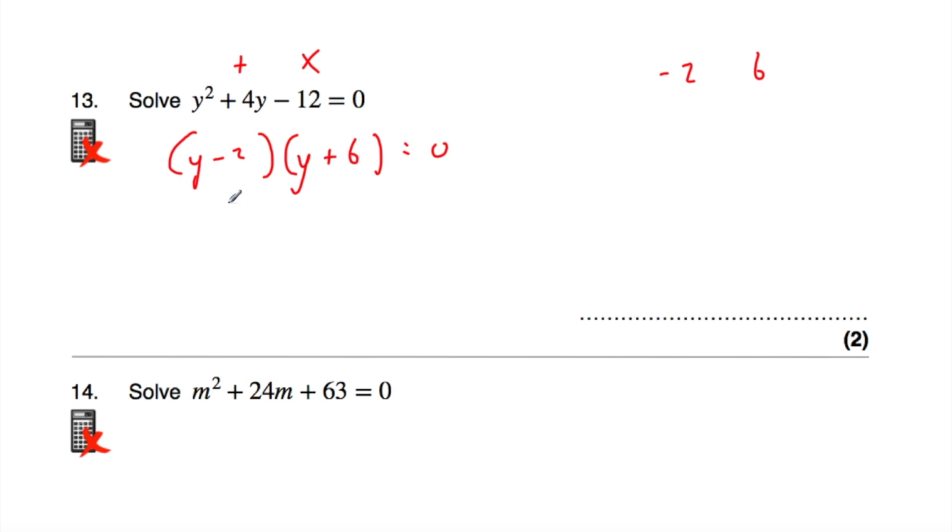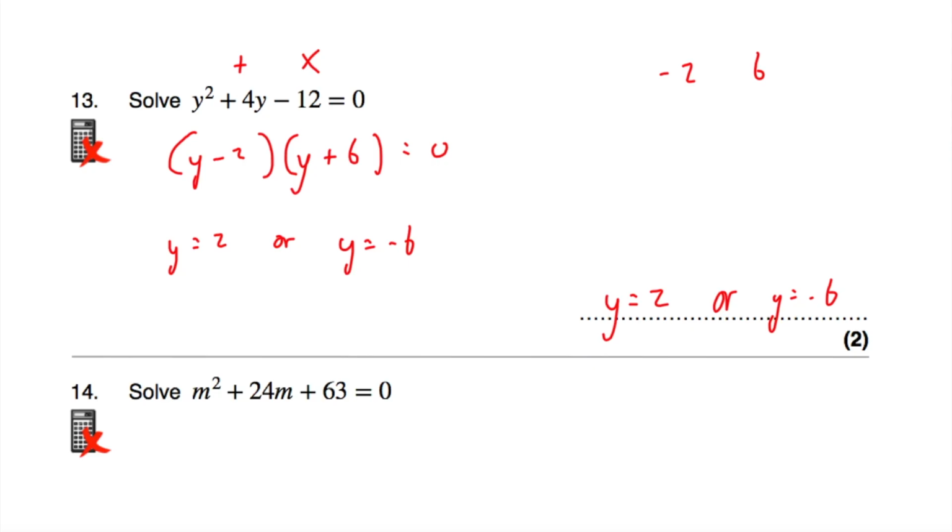Now in terms of when the brackets are going to equal 0, this bracket will be whenever y is equal to 2, because 2 take away 2 is equal to 0. Or in terms of this bracket, it'll be whenever y is equal to negative 6, because negative 6 plus 6 is equal to 0. So there are two solutions, that y is equal to 2 or y is equal to negative 6. And that's it.